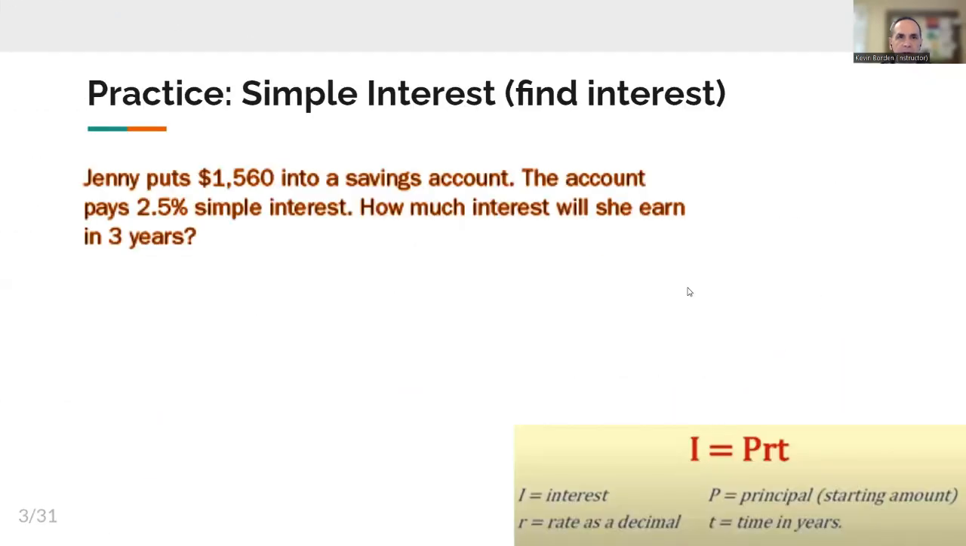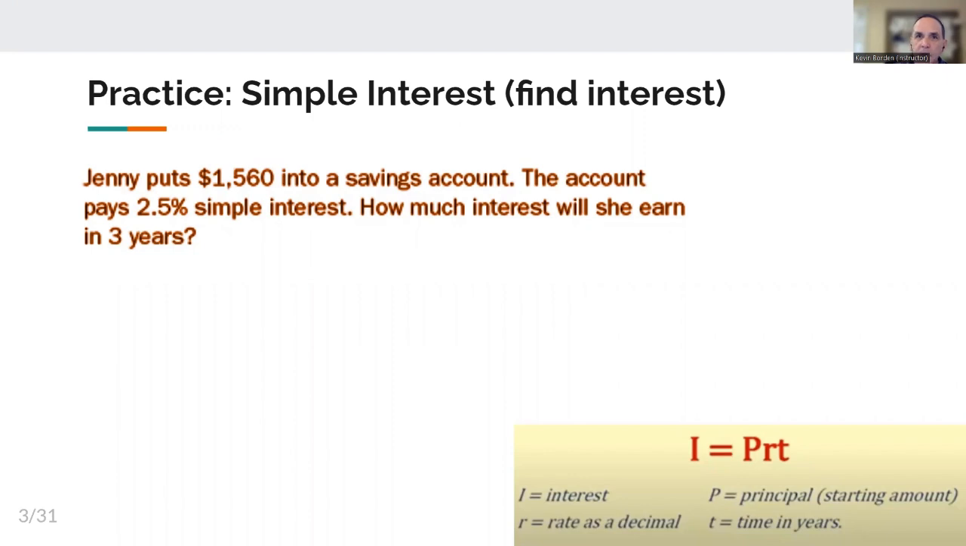So here's a practice question. Jenny puts $1,560 into a savings account. The account pays 2.5% simple interest. How much will she earn in 3 years? So think about that a little bit, start to work it out, pause the video if need be, and in a moment, I will continue to do that problem.